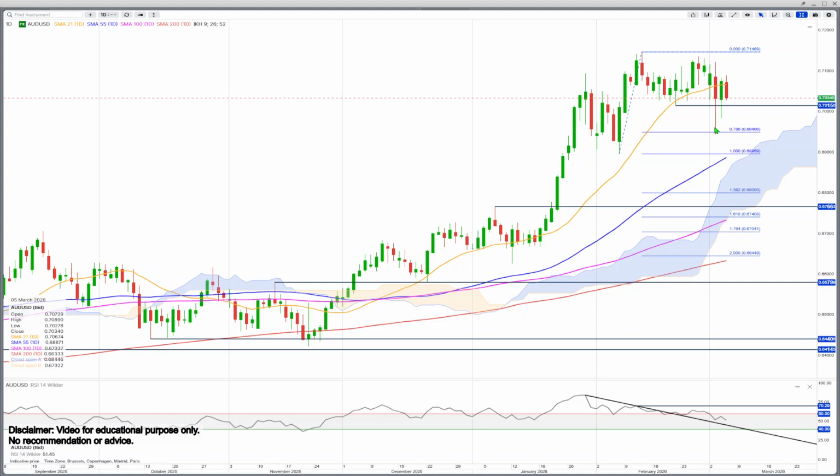However, if it takes out the lows from yesterday, it's probably also going to take out the low here from the 3rd of March at 69.45, and then we could be looking at 69 and a little bit stronger support down here. Dollar Canada.